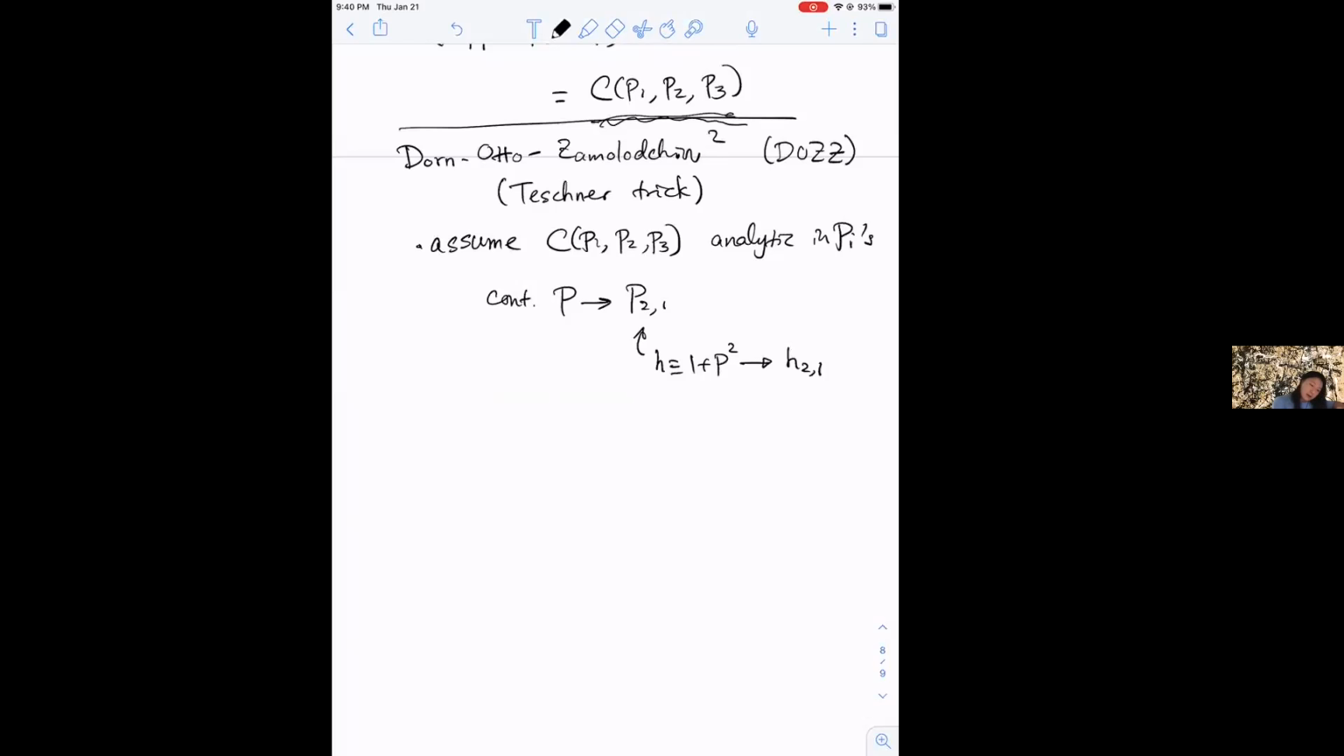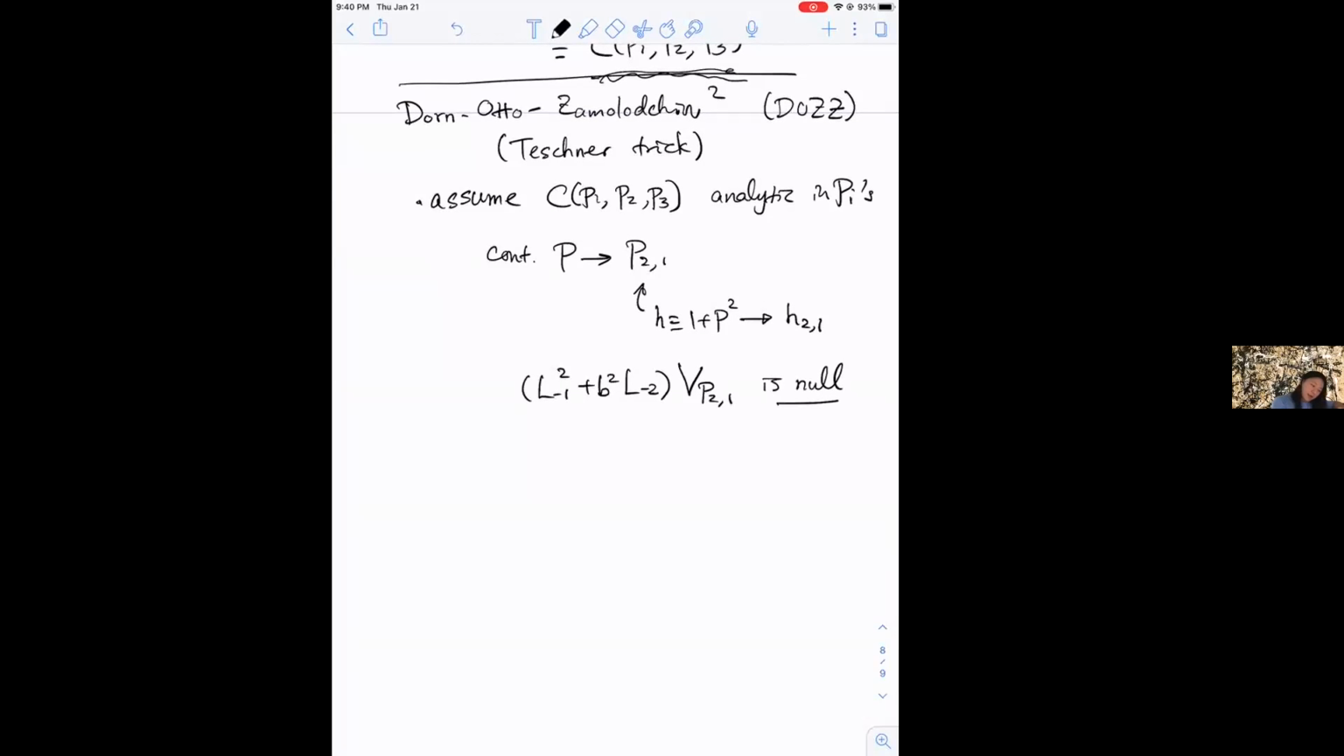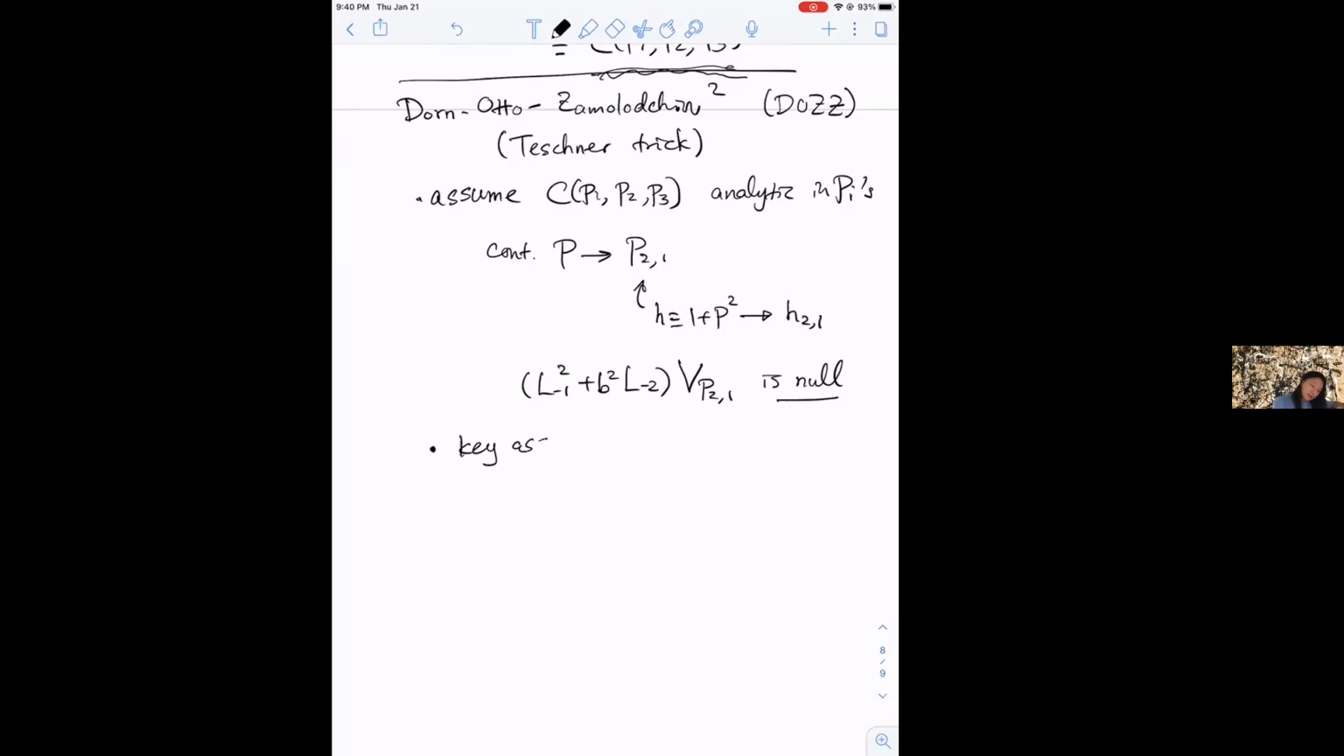So in particular, this combination, L minus 1 squared plus b squared L minus 2, acting on V_P21, is null. It has zero norm. That's a standard story in the representation theory of the Virasoro algebra. But now we'll have to make the second key assumption, which is that there's a sense in which, if you do this analytic continuation, this null state is actually zero, in the sense that if you insert it into any correlation function, that correlation function will vanish.